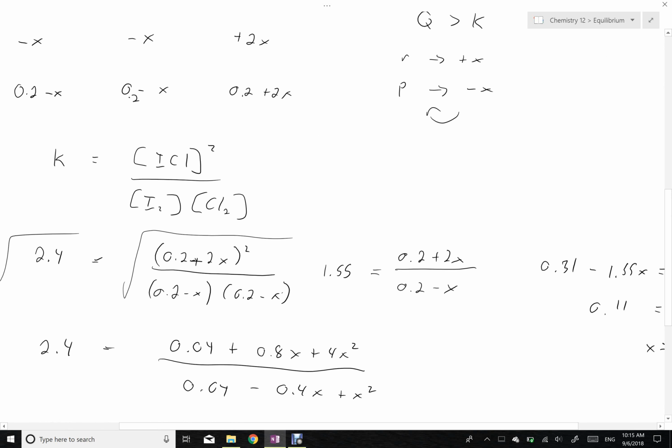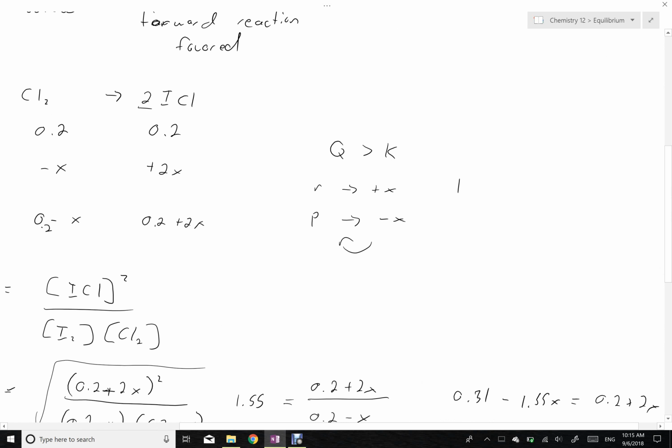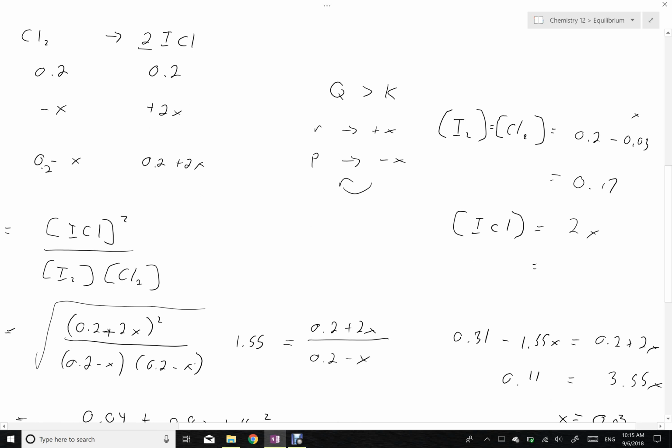Either way, we get our change x, and we can come up with our concentrations at equilibrium. For our iodine gas and our chlorine gas, they're the same at 0.2 minus 0.03, or minus x, which gets me 0.17. And for my iodine chloride, I created two x's, which gets me 2 times 0.03, or a concentration of 0.06 molarity.